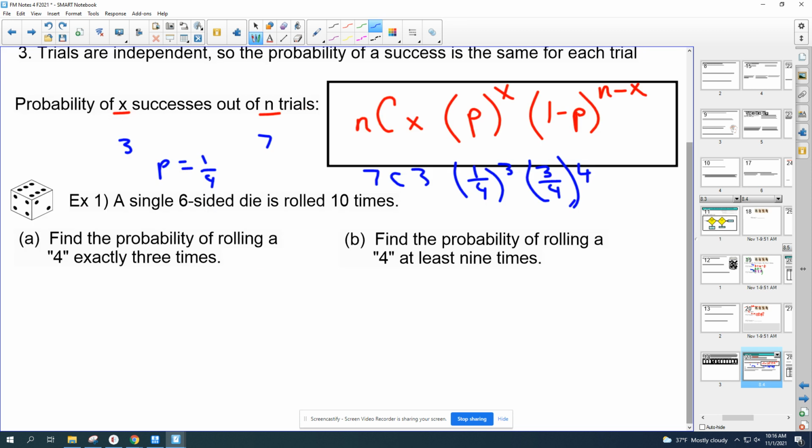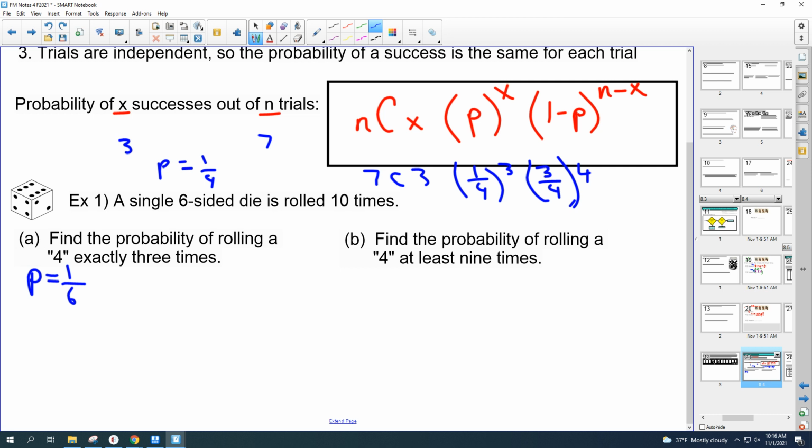Number 1, a single 6-sided die is rolled 10 times. Find the probability of rolling a 4 exactly 3 times. So what you're going to want to do is make sure you know the probability. The probability of rolling a 4 on a single 6-sided die is 1 out of 6. That implies the probability of not doing that is 5 out of 6. That's kind of an important thing.